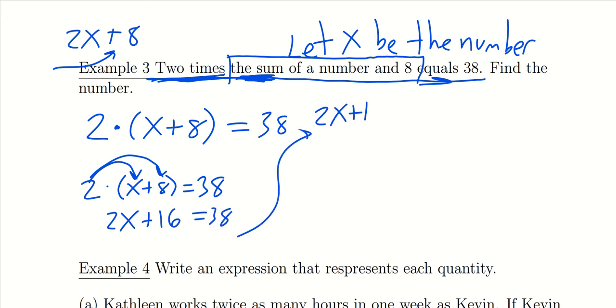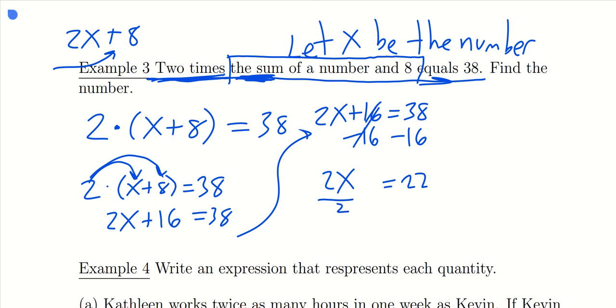The next step, now that we have both sides simplified, we try to identify where the variable is. It's only on the left-hand side, so our attention goes there. To isolate the x, we would need to get rid of the plus 16. So we subtract 16 from both sides. We get 2x equals 38 minus 16, which is 22. And then for the last step, we divide both sides by 2, and we get x equals 11.